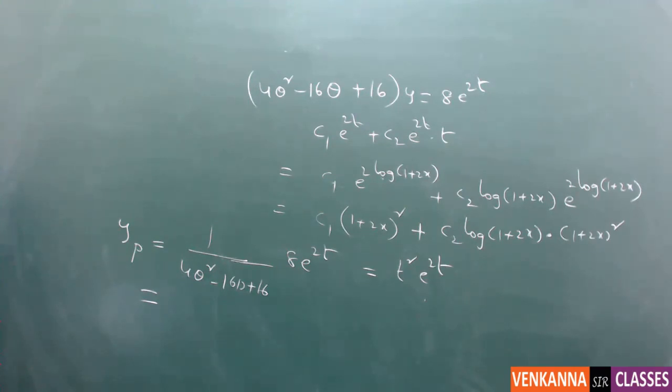If anybody has any doubt, you can ask. We will re-explain that. Any questions for anybody here? How the value of t square e power 2t will come? Okay. Thank you.